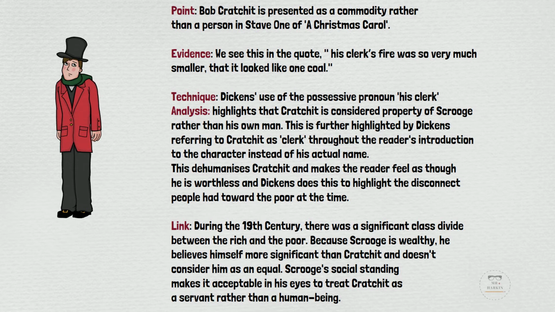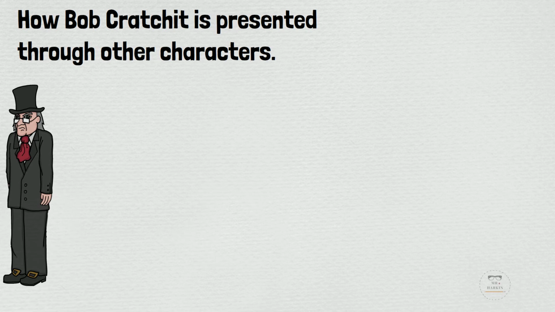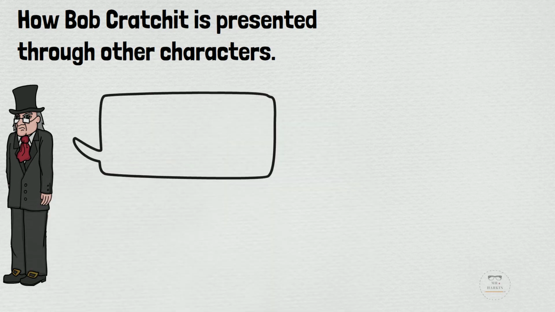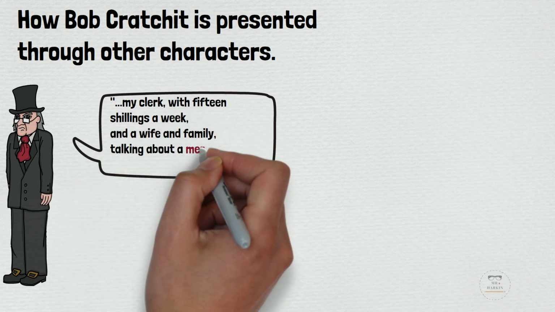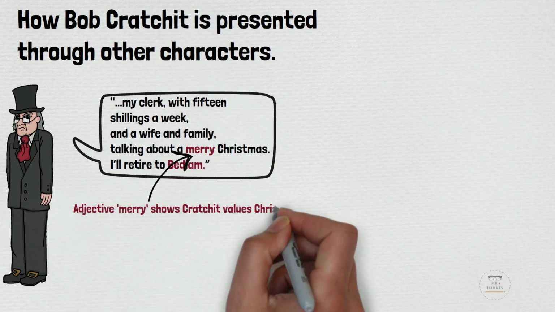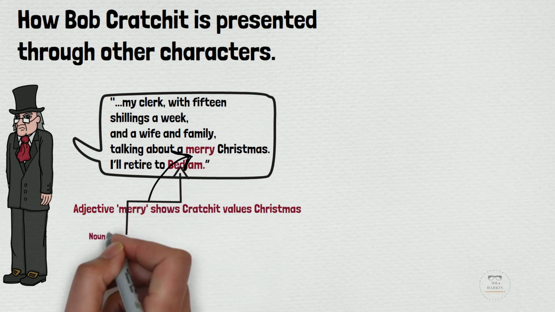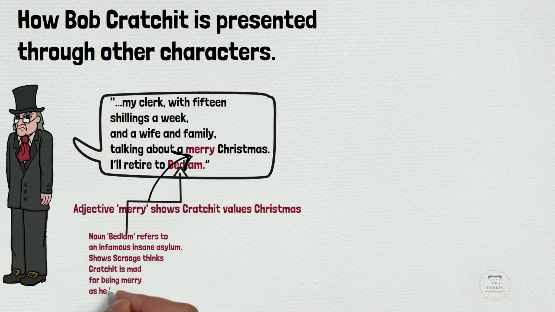When answering questions on specific people within a novel, you can also glean information from how other characters talk about them. For example, Scrooge says about Cratchit, "My clerk with 15 shillings a week and a wife and family talking about a Merry Christmas. I'll retire to Bedlam." Again, zooming in on the quote, I can spot the adjective "merry", and this shows that Bob Cratchit values Christmas. The noun Bedlam refers to a famous mental institution, and Scrooge is saying here that Bob is happy despite being poor. How could I put this into a paragraph?